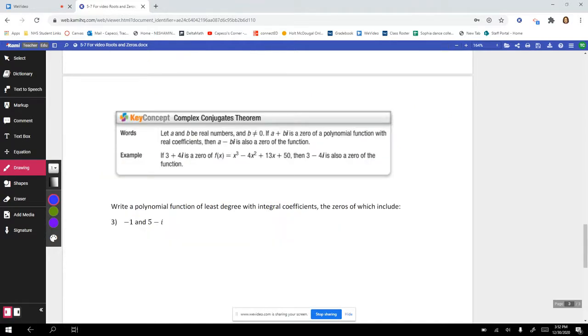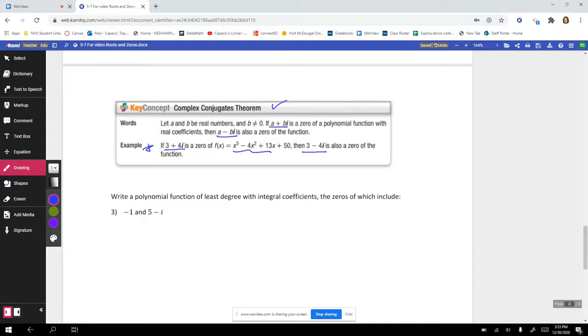We're going to look at the complex conjugates theorem. Basically what that says is, we're going to be dealing with some imaginary numbers. If I have a plus bi as a 0 or a solution, then I'm also going to have a minus bi. So for example, if I give this as a 0 or a solution or a root of a given polynomial, then 3 minus 4i is also a 0. So if you have a plus, you're also going to have that minus.